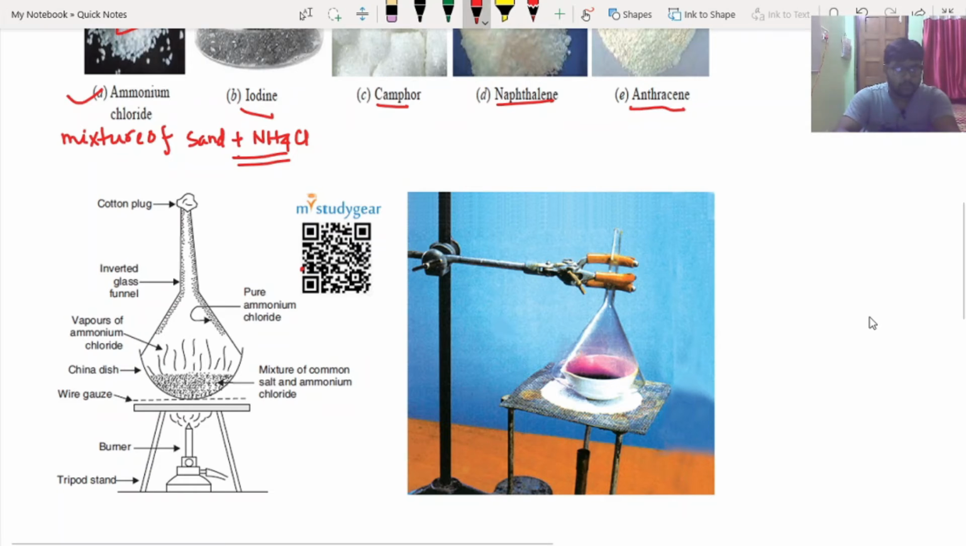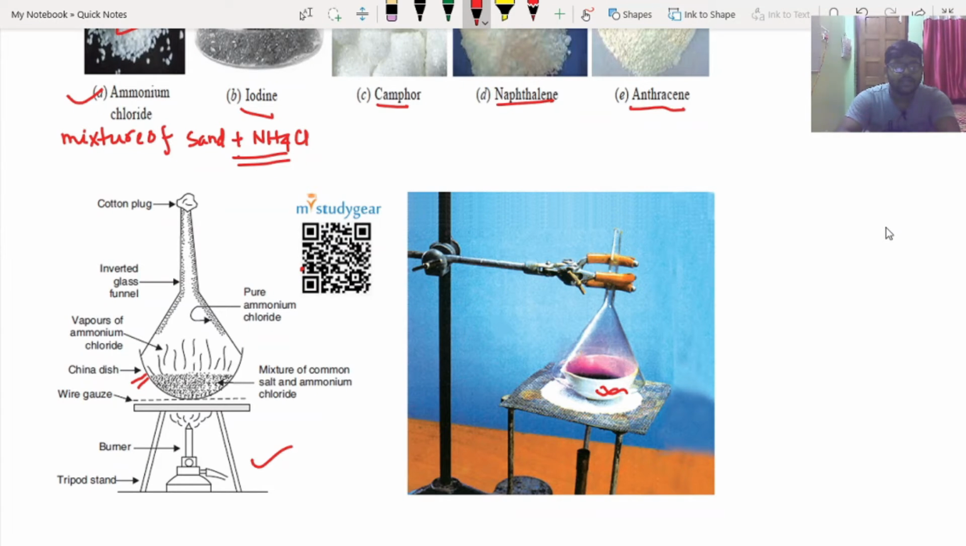Now if you see this setup, what do we have? We have a china dish. China dish looks like this, a white bowl, right? So what happens? We just take the mixture of sand and ammonium chloride.